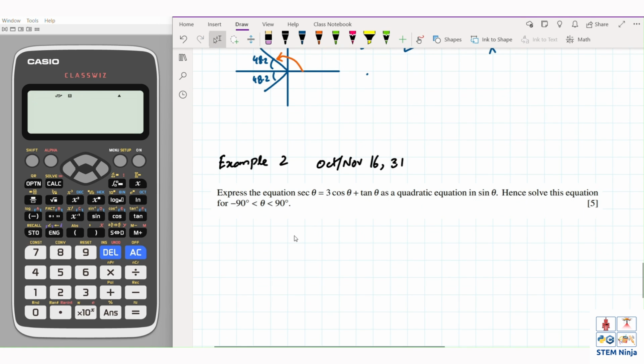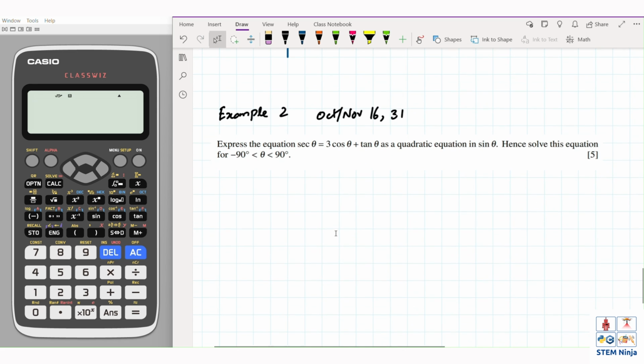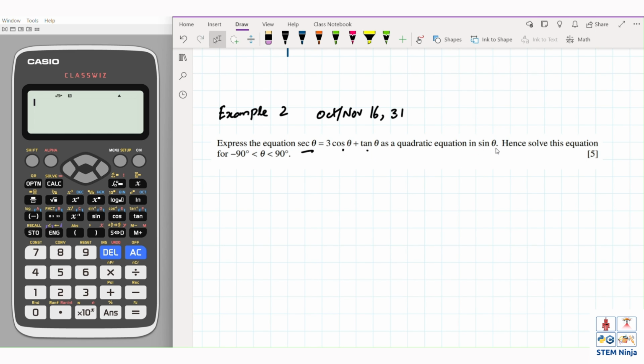So now let's see another similar question. Express the equation secant theta is equal to 3 cos theta plus tan theta as a quadratic equation in sine theta. Hence, solve the equation for theta between minus 90 degrees and 90 degrees.